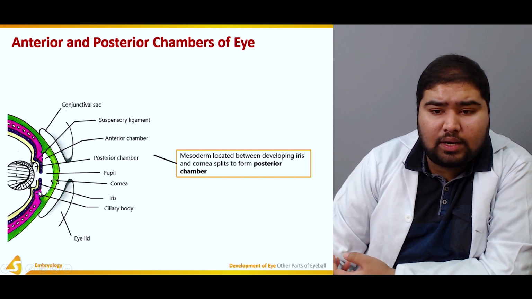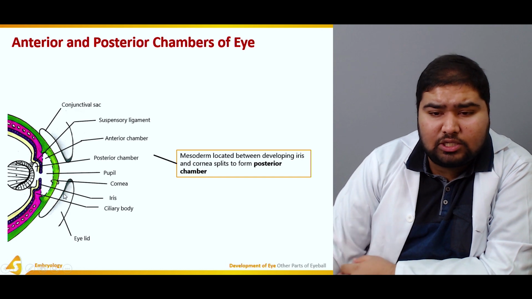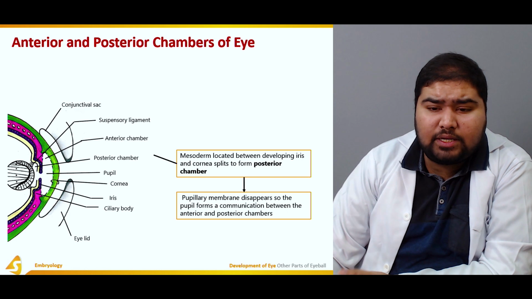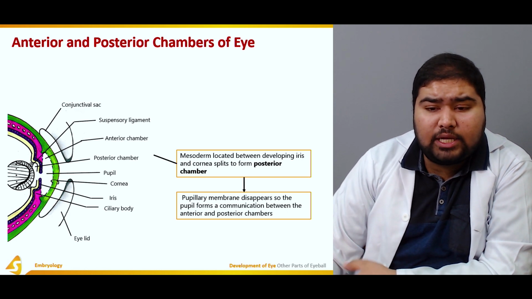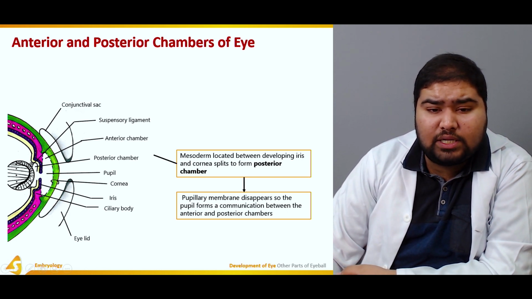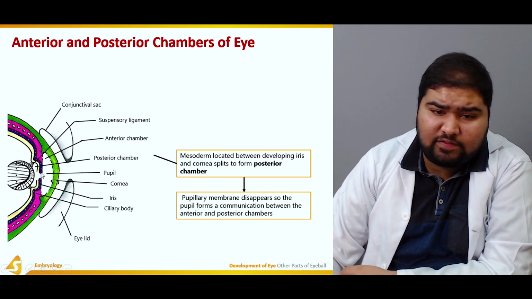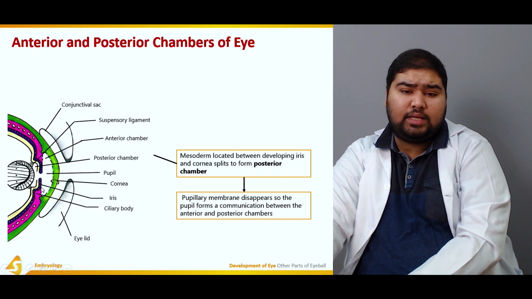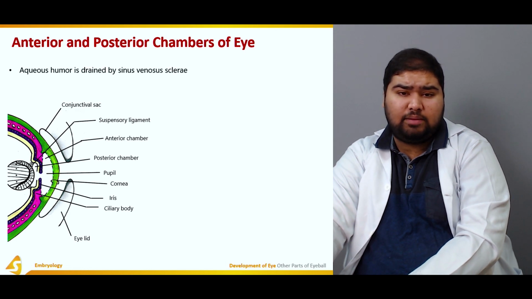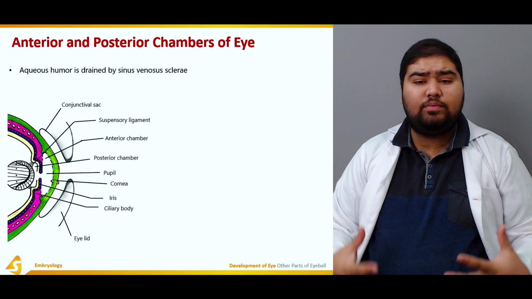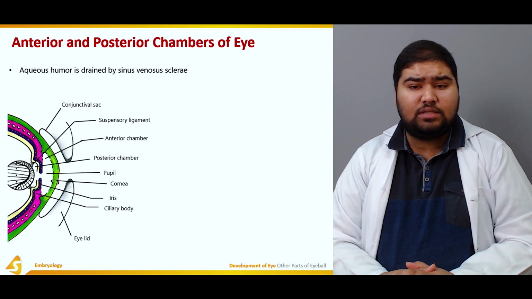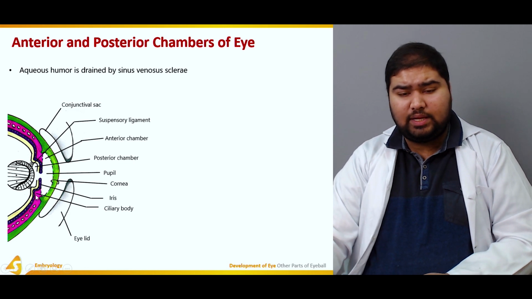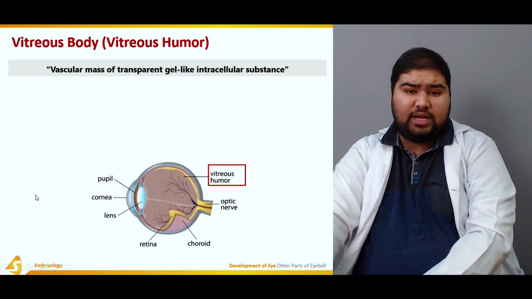So this is the cornea. It splits to form the posterior chamber. Now the pupillary membrane disappears, so the pupil forms a communication between the anterior and the posterior chamber. Aqueous humor is drained by the sinus venosus of sclerae. So at this site, the aqueous humor is being drained.